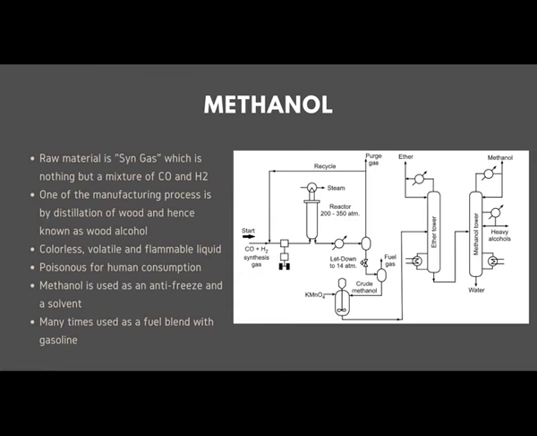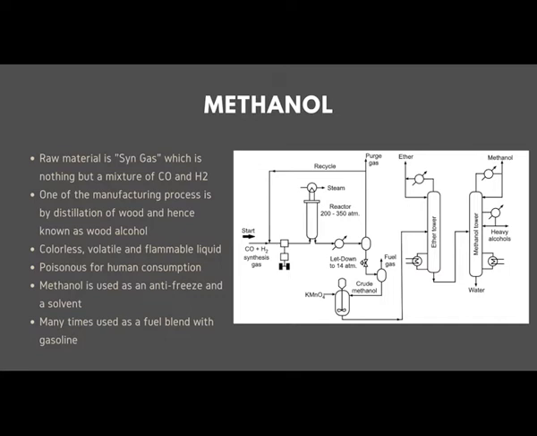Now, let's try to understand some of the key petrochemical products. First, methanol. The raw material for methanol is syngas. Syngas is nothing but a mixture of carbon monoxide and hydrogen. One of the manufacturing processes is the distillation of wood, and hence methanol is also known as wood alcohol. Of course, today this process is not followed. We have different kinds of processes.